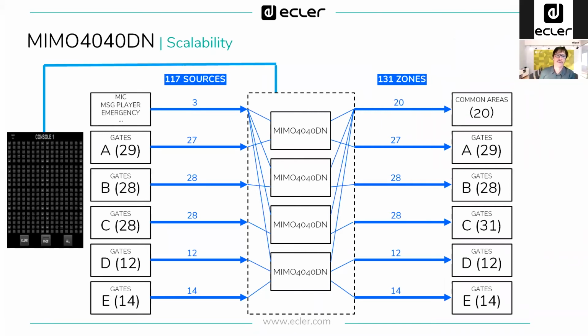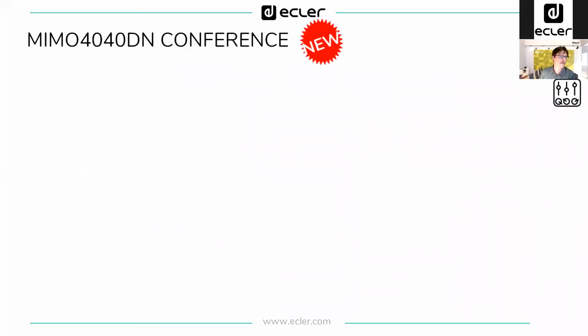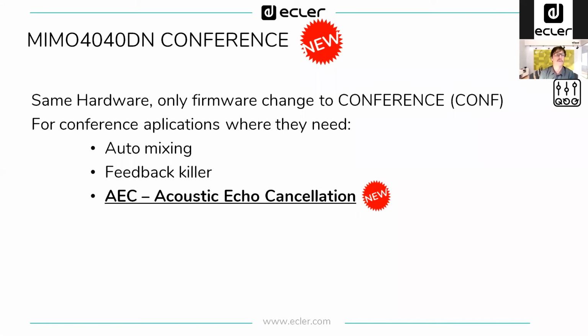Okay, so we will have to create the corresponding UCPs. The conference version. Okay, this is completely new. MIMO 4040 conference. It's a firmware change as before, and you can change that for free. And it's for the conference version. Okay, so it also has the auto mixing and the feedback killer.